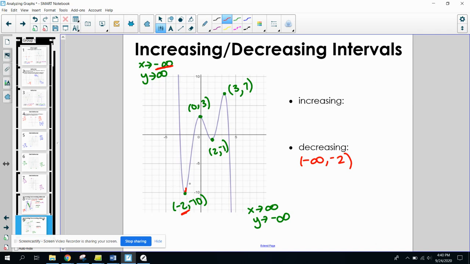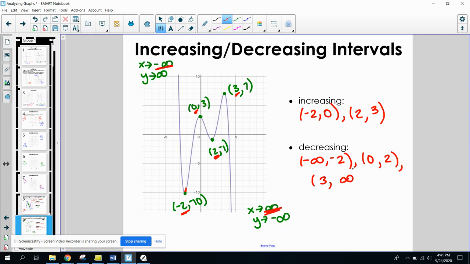At -2, it turns around and then it starts to increase. So we increase from -2, where we left off, to the next turning point, and we look at the x value to 0. Then we decrease, and it decreases from 0, where we left off, to the next x value of the turning point, which is 2. Then we increase from 2 to the next x value, which is 3. And then lastly, we decrease from 3 to the end behavior x value, which is infinity.